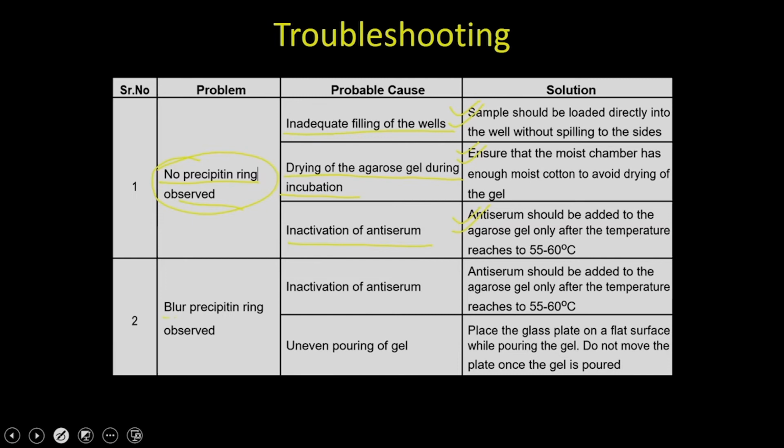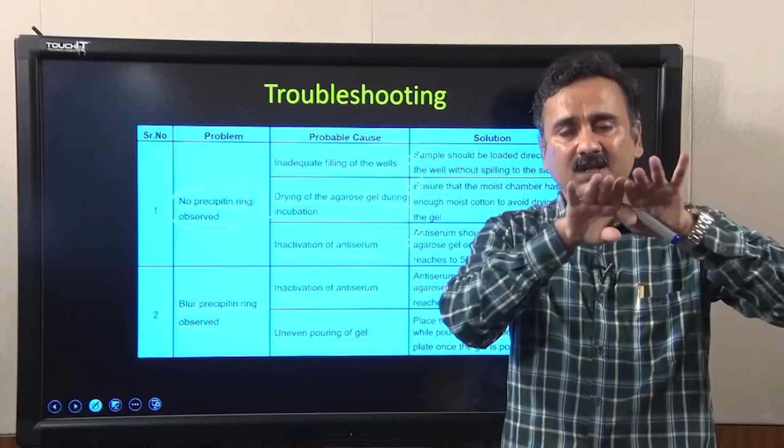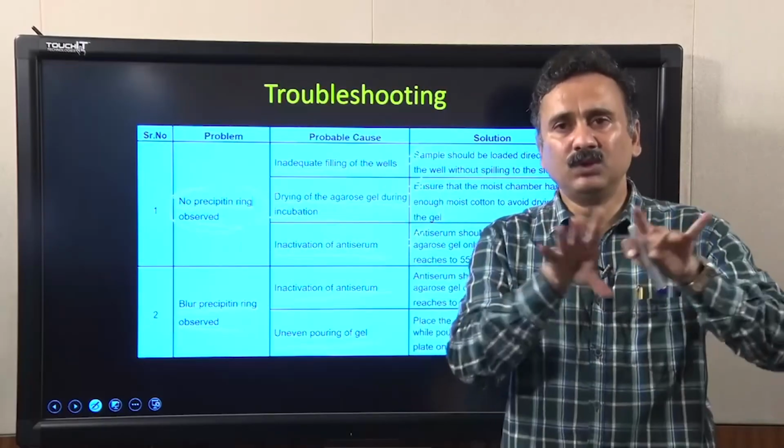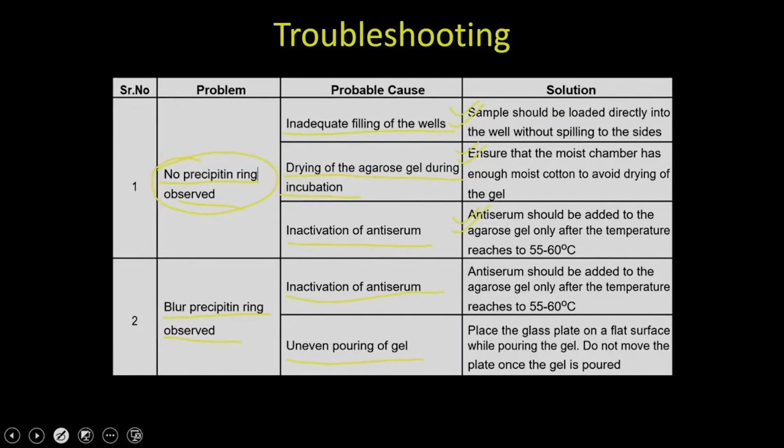so that the antisera is not going to be inactivated. Sometimes you are also going to observe a blurry precipitant ring, which means the precipitant ring is not going to be very clear cut, it is going to be hazy. In that case, the first reason might be the inactivation of the serum, or it could be because of the uneven pouring of the gel, which means your gel thickness is uneven, so it is not going to form a very smooth surface, and because of that it is showing a blurry precipitant ring.